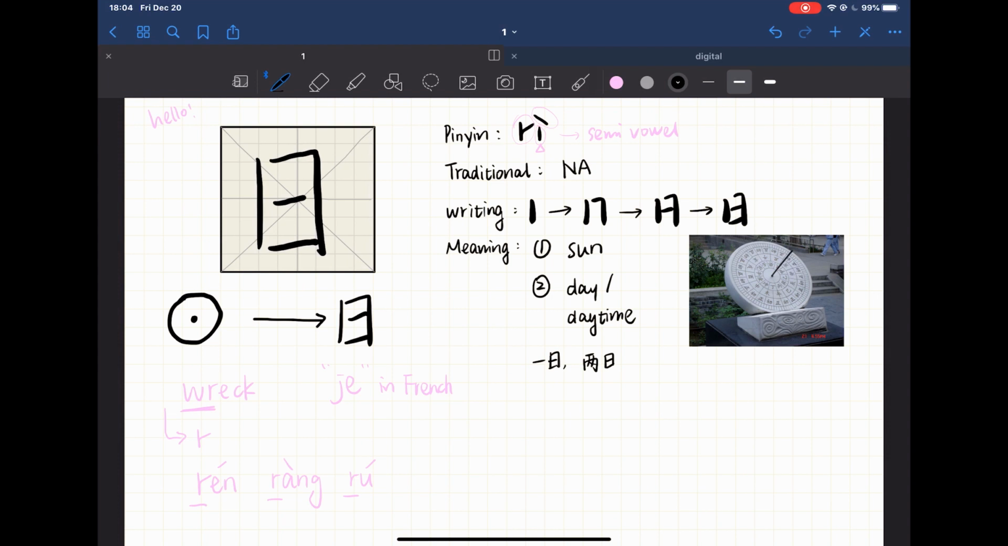The third meaning, which is kind of interesting, is Japan. Yeah, you heard me right. We use this word for Japan. It is related to Japanese culture.